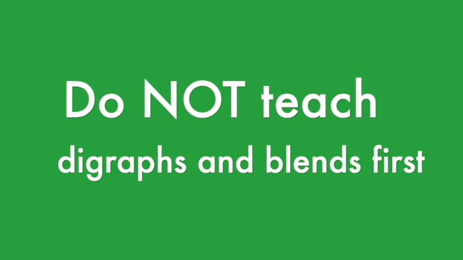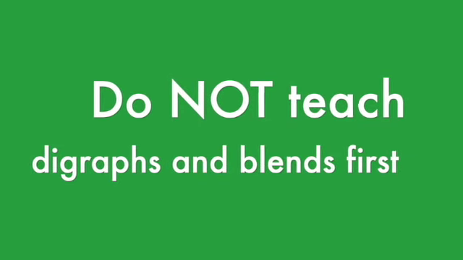Number 3 is teaching digraphs and blends before individual letter sounds. This goes back to my early example of shark for the letter S. You don't want to do that. If you were teaching the letter T, you could use an example of the number 2, that word, because the T makes the T sound. But I'm not sure that I would use a word like train.